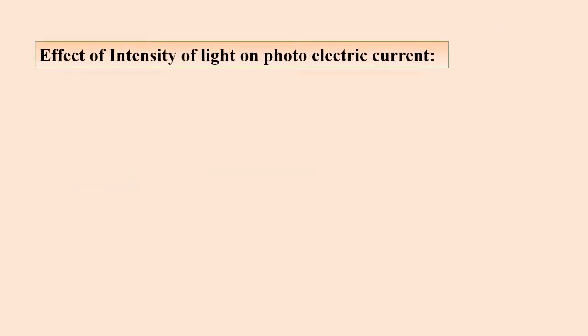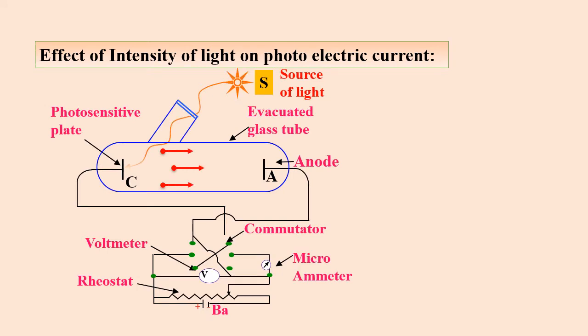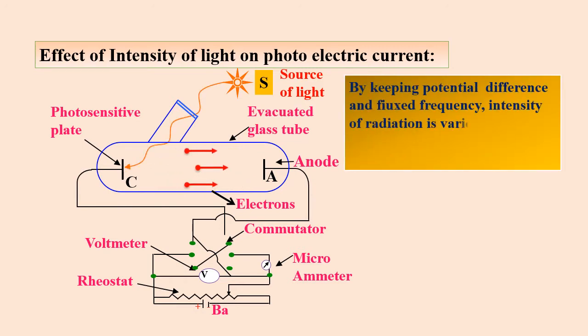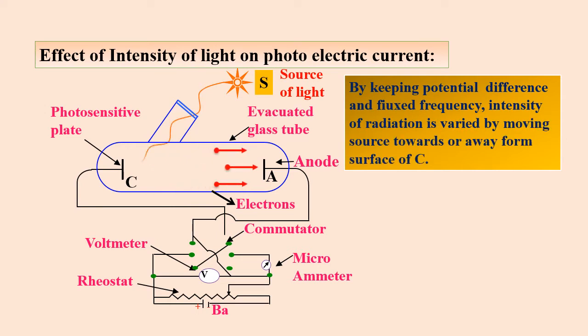Effect of intensity of light on a photoelectric current. From the source, when the light falls on the window, it allows UV rays. When the UV rays are incident on the photosensitive plate, electrons are ejected and they come out and reach the anode. Now, keeping the frequency fixed for this photosensitive material, we vary the intensity to check how the photocurrent varies. By keeping the potential difference and frequency fixed, the intensity of radiation is varied by moving the source towards or away from the surface of C.